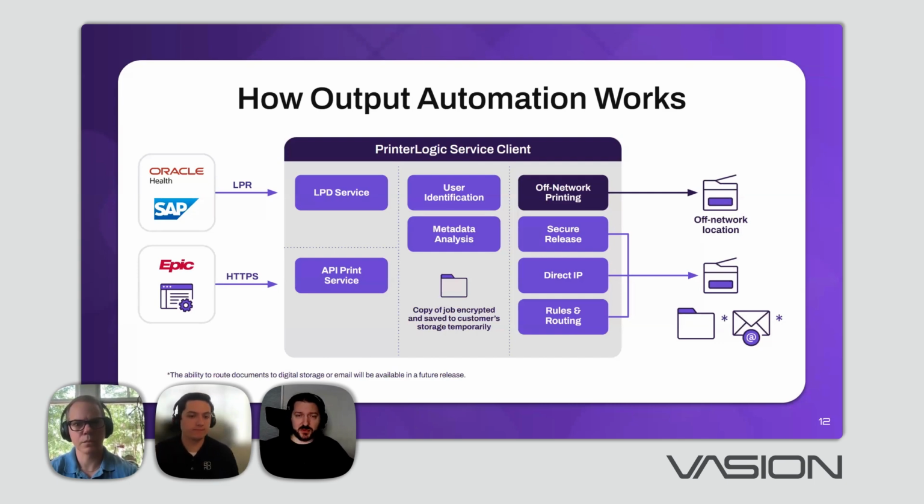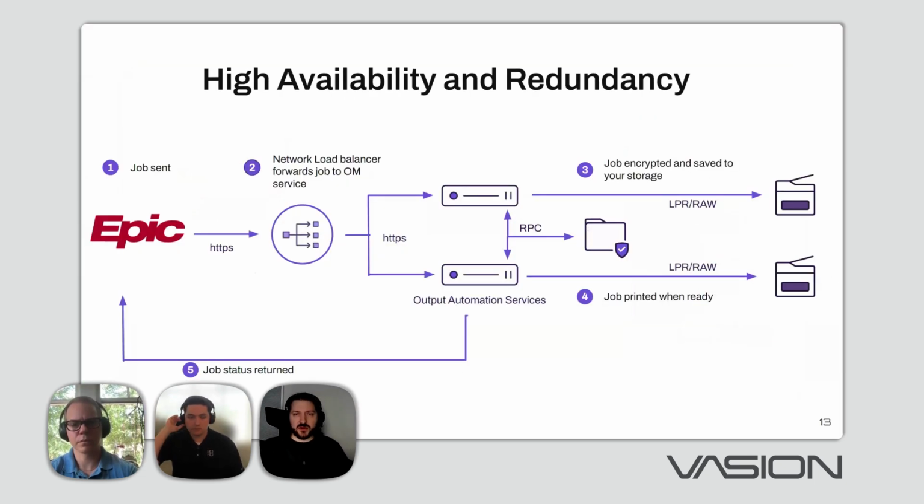Most basic level, it would just be a direct IP print where we're going to make sure that that file gets sent to the printer, just directly from one of our output services. But additionally, we can extend secure release and off-network printing, and we'll talk about the details of that in just a little bit. And then lastly, apply some automation in the form of rules and routing, which we'll also touch on. Before we get to that, though, I want to talk about the high availability that we provide, and Boston was going to cover that.